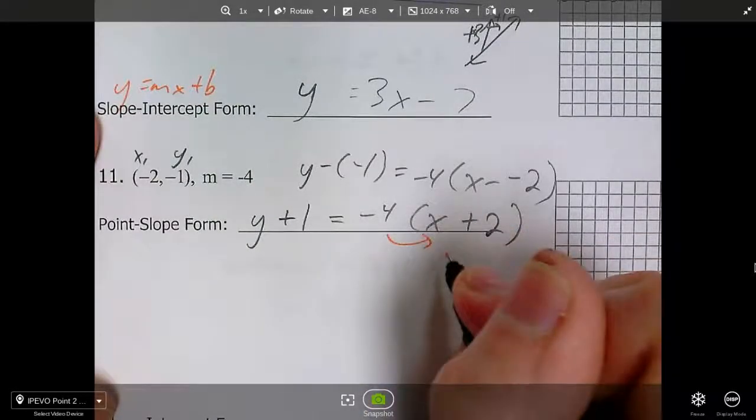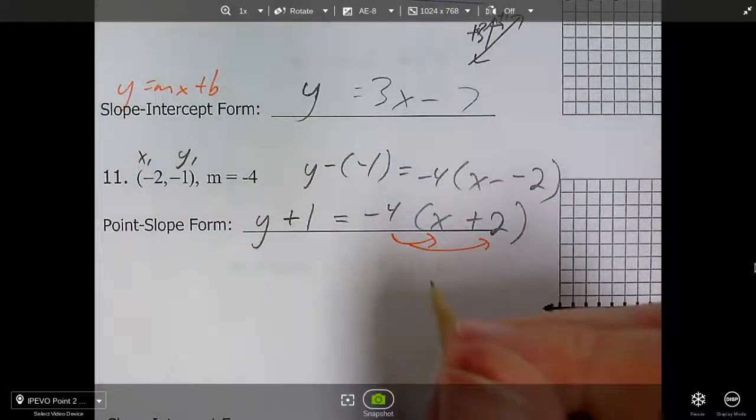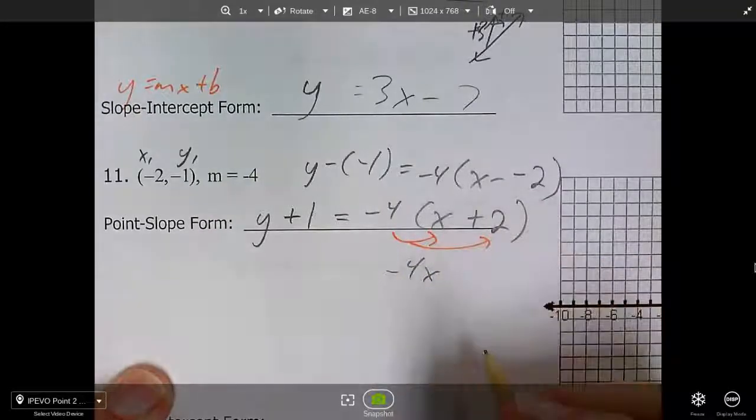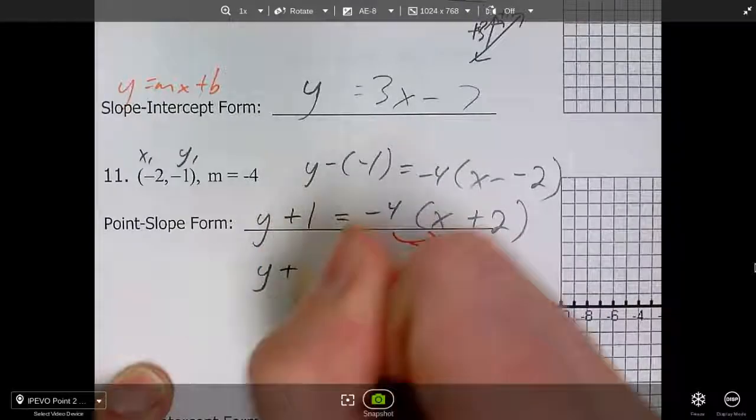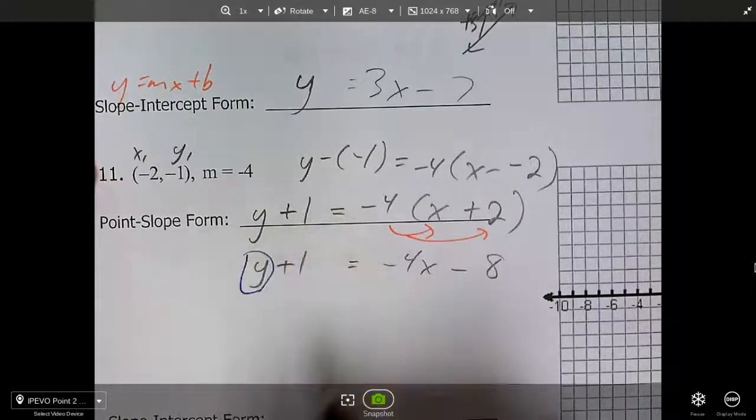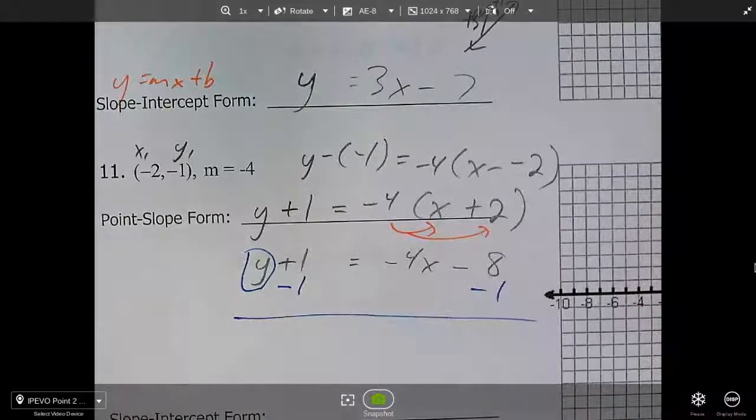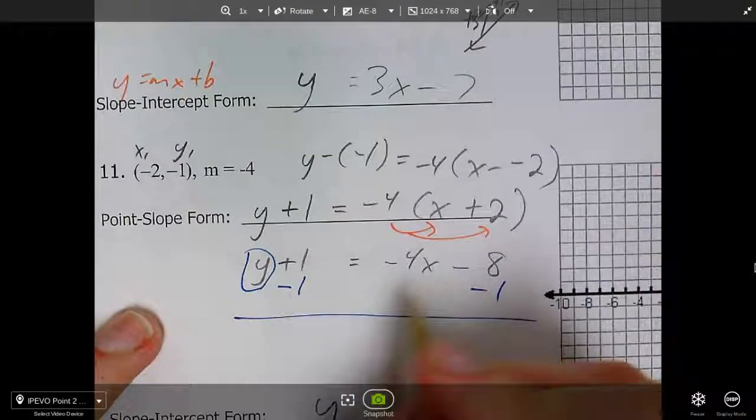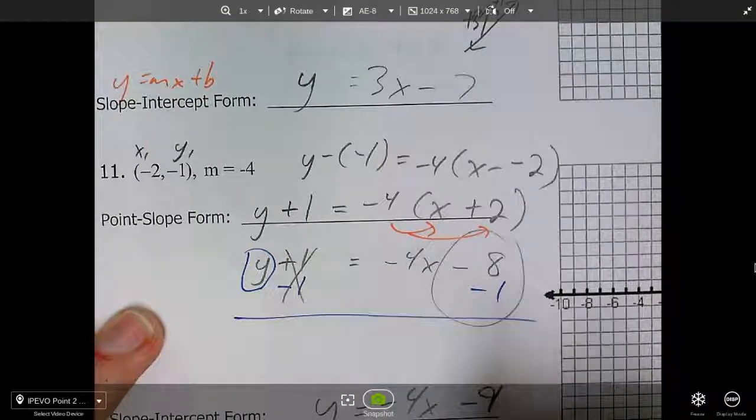So let's go through the same process, distribute. Okay, so we'll get negative 4 times x, or just negative 4x. Negative 4 times 2, that's a negative 8. Y plus 1. Okay, is y by itself? Nope, it never is. So we have to subtract 1 from both sides in this case. Okay, and these two go together, so that's a 0 pair. These two go together, so we get negative 4x minus 9.